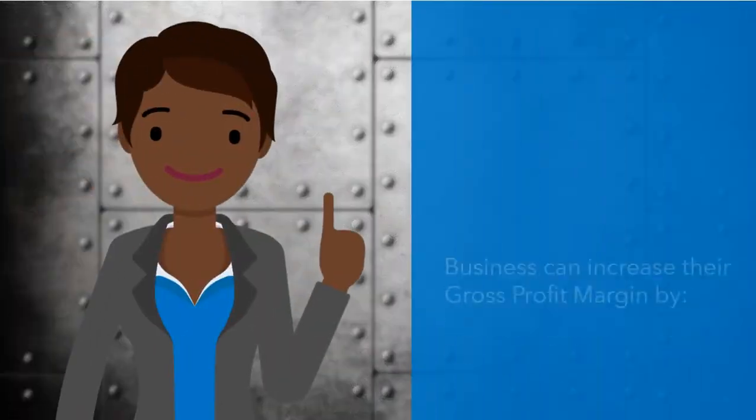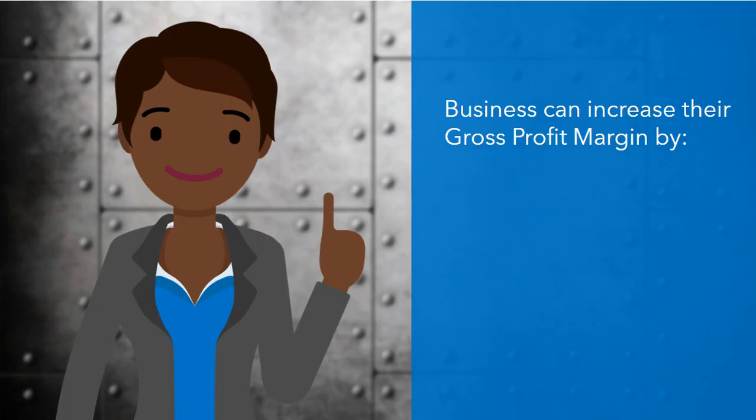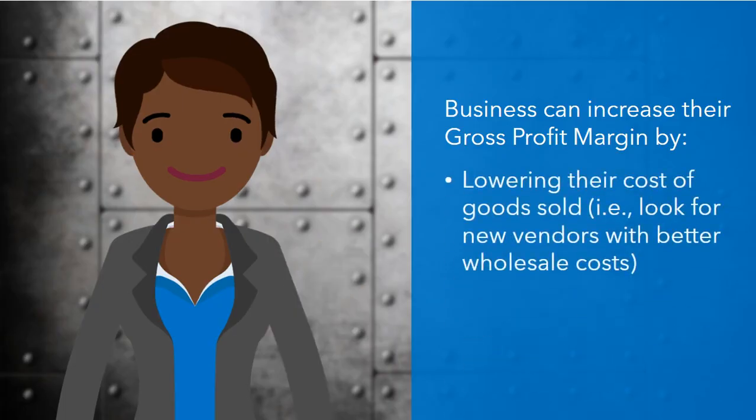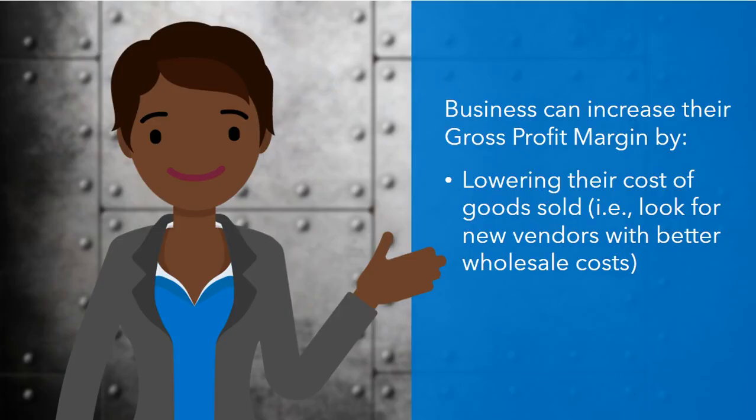Now, from a business owner standpoint, when they know the gross profit margin, they can determine if what they're making per dollar is in line with what other similar businesses are making. If not, then they can start thinking about how they make adjustments.